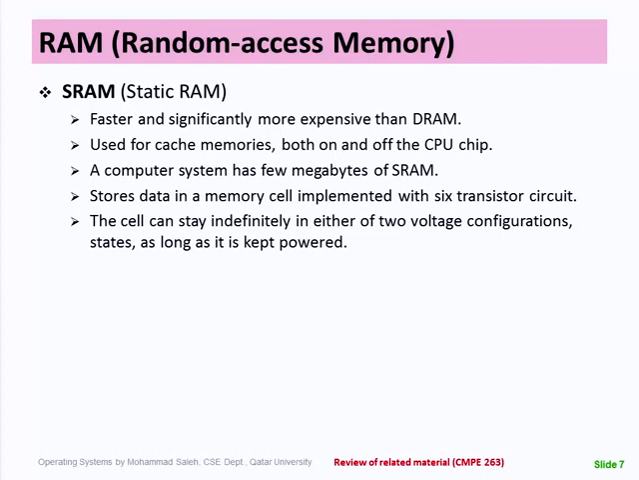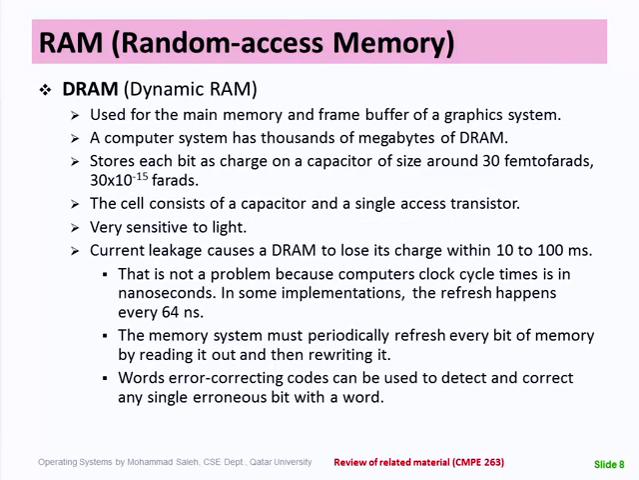The information saved in it stays there as long as there is power passed to it. This is why we call it volatile. The dynamic RAM is used for main memory. So SRAM is used for cache levels 1, 2, 3, and the DRAM is used for the main memory. It's also used for the frame buffer on a graphics system. In fact, it's also used with cameras, because the DRAM is very sensitive to light.